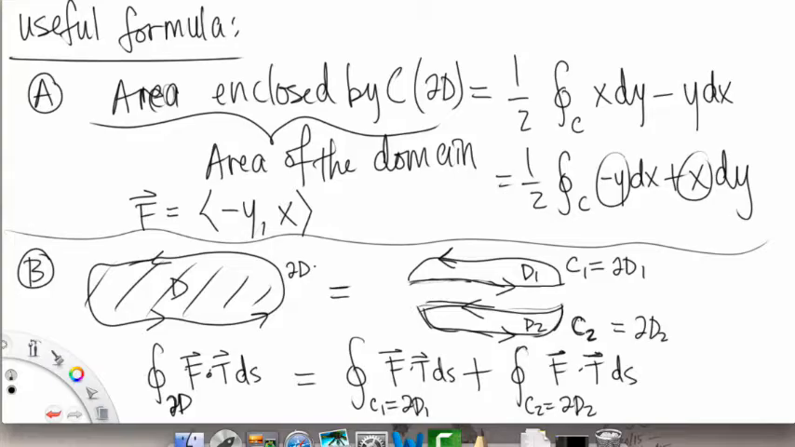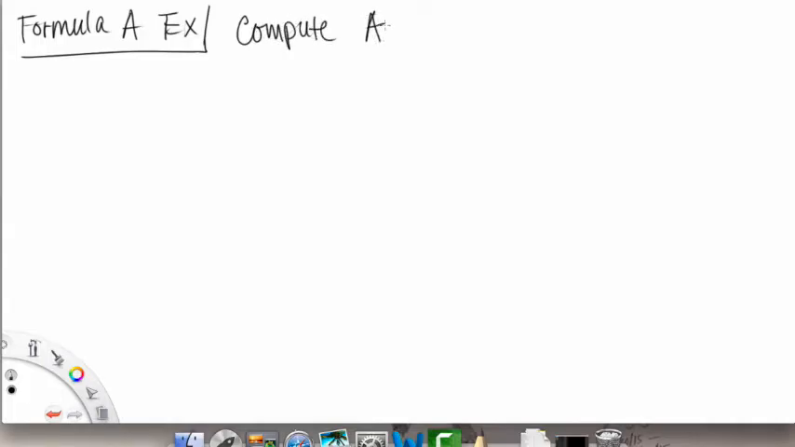Okay, so now I'm going to do an example of formula A. Formula A example. In this problem, we're going to compute the area of the ellipse.